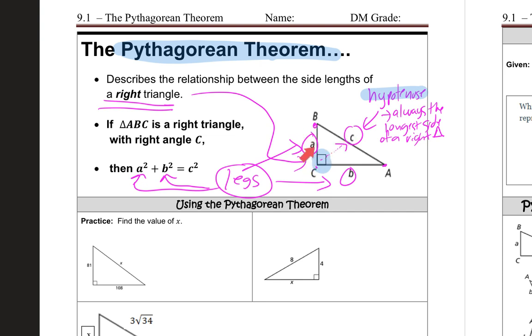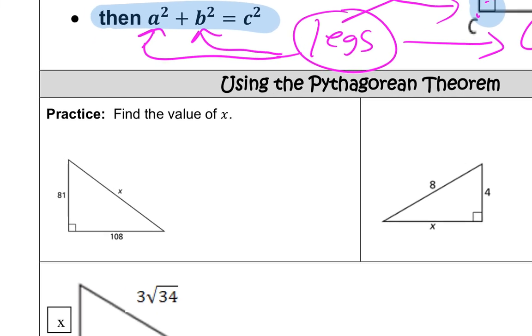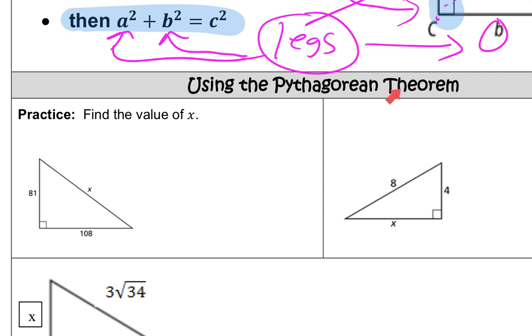On either side of that, those are called legs, and those are the ones in a squared plus b squared equals c squared. If it's a right triangle, then this has to be true. That's the main thing that we're going to be working with today. So keeping that in mind, we are going to use the Pythagorean theorem.